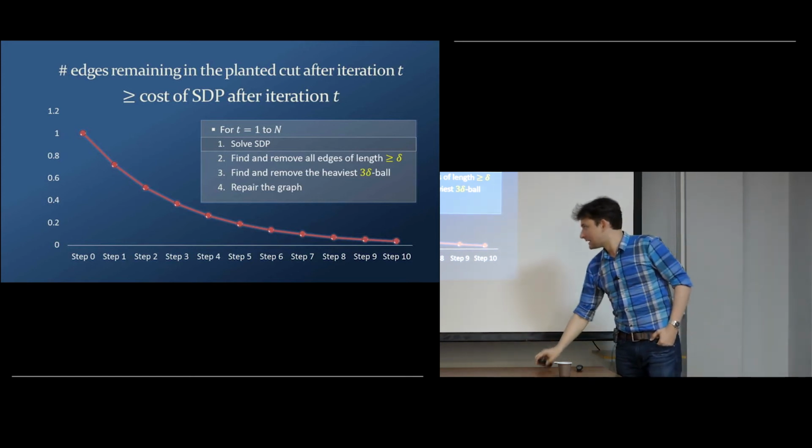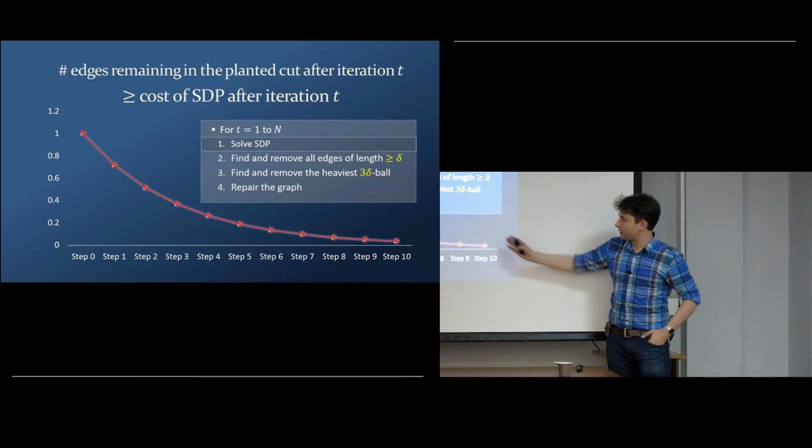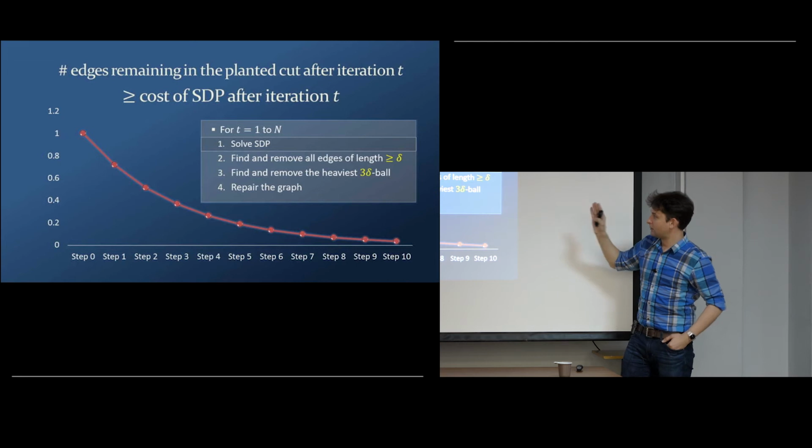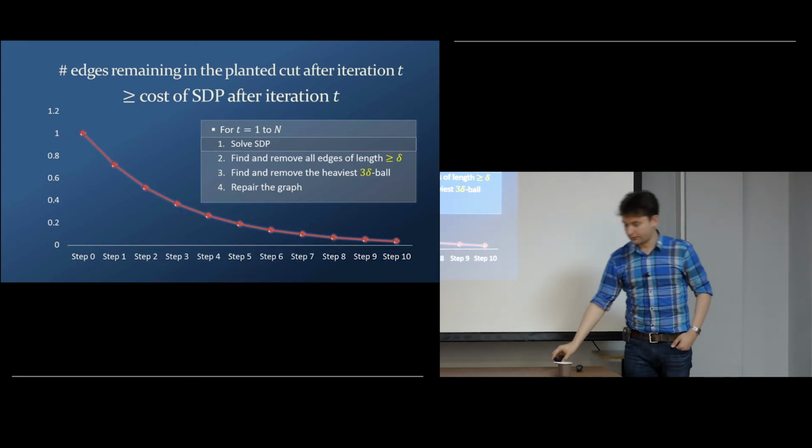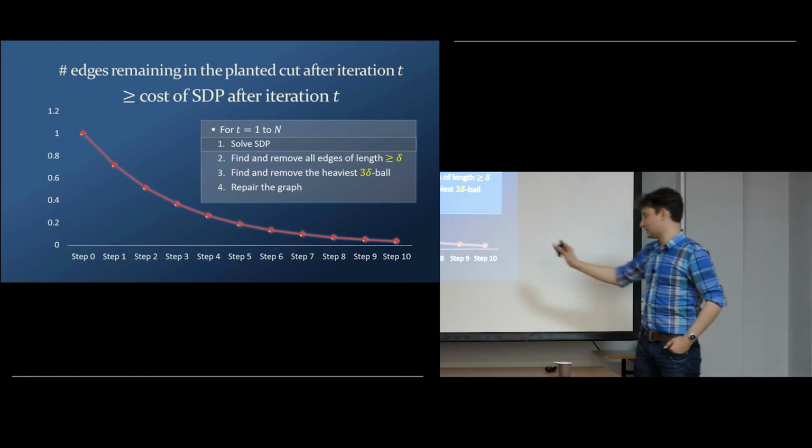Okay. This property holds true only for graphs from this pi model. So in general, that won't be true. For worst case graphs, that's not true.